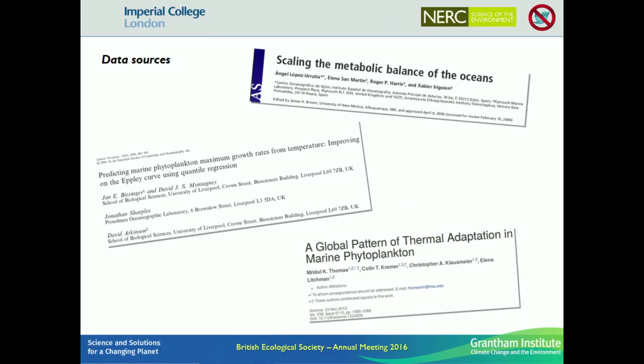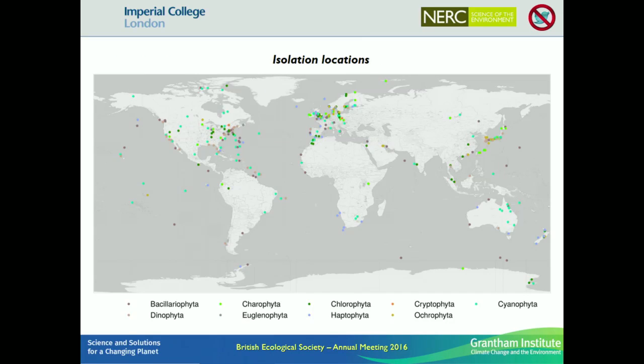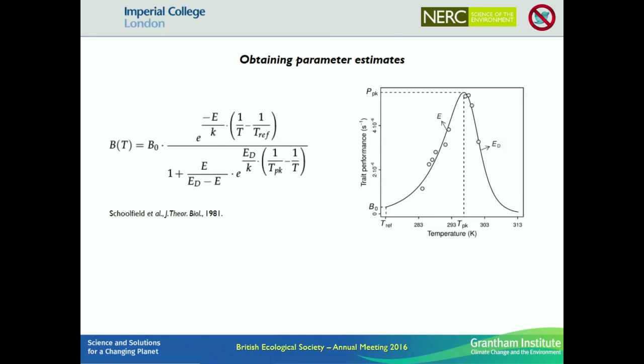Essentially, people go to the environment, isolate phytoplankton, take them back to the lab, and then grow them under light and nutrient-saturated conditions across a range of temperatures. And just to show you where my data come from, they come from really all over the world. They are both freshwater and marine species. So once I have this data, I can then fit mathematical models to them and get the thermal responses.